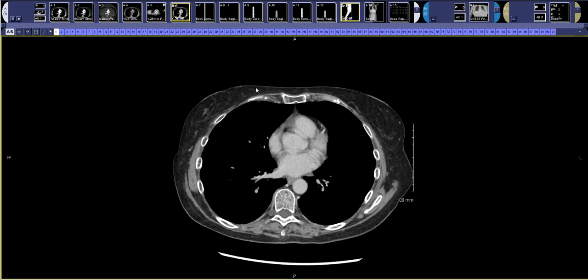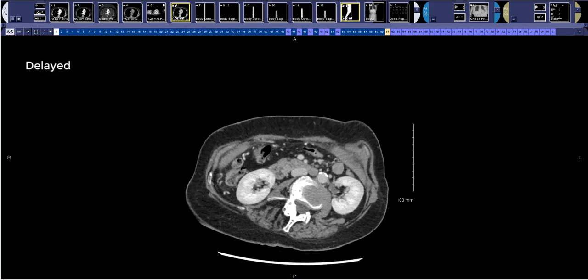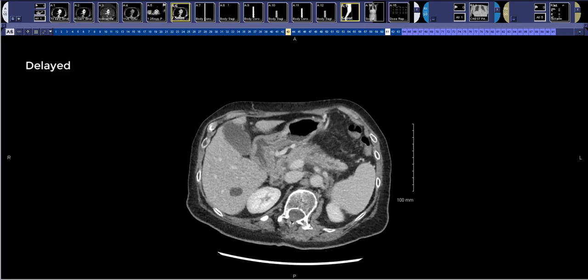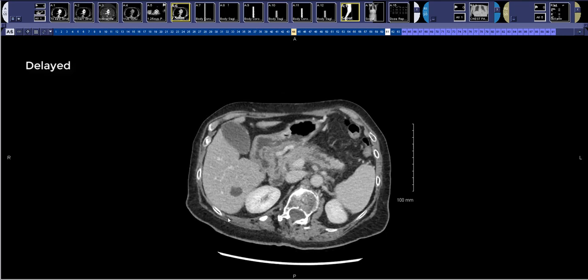Here's a delayed phase. This is obtained a couple minutes after contrast opacification. You can tell it's more delayed because we have some contrast in the medullary pyramids now in the kidneys. This is obtained to look at focal liver lesions. So for example, if you had a hemangioma, it can mimic a metastasis, for example, from a pancreatic neuroendocrine tumor.